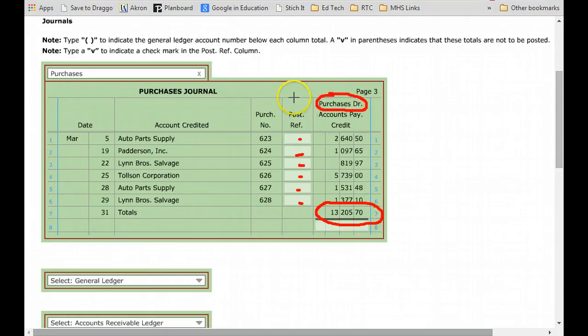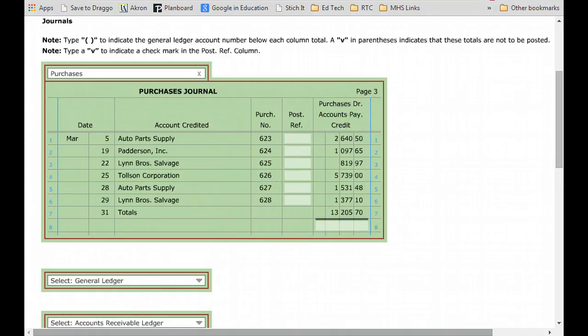Where do we find that? What ledger? Right. Okay, accounts payable. Where do we find that? General ledger. Are we debiting or crediting that? Okay, you're debiting purchases. What are you doing to accounts payable? Crediting it. Okay? Does that make sense?